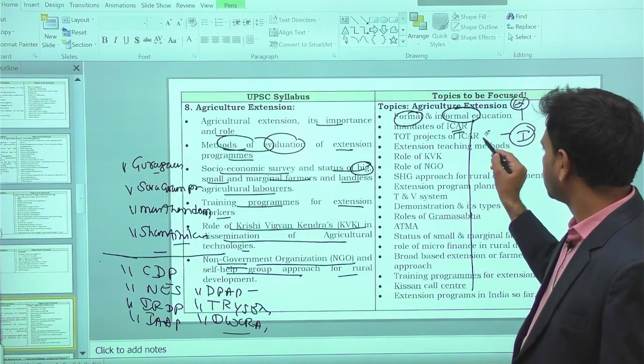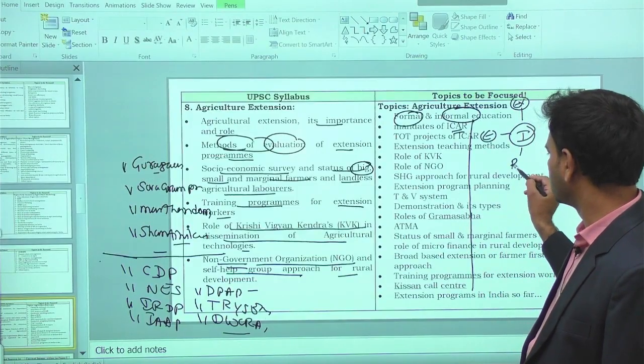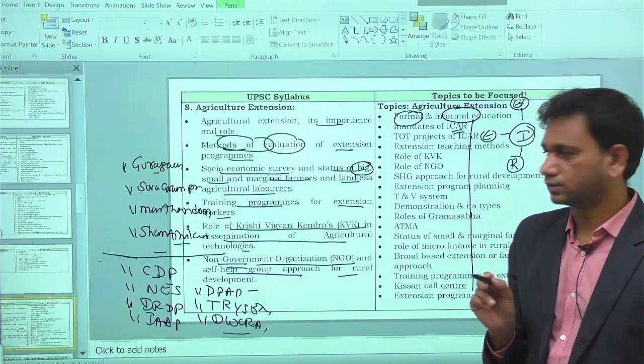Another is conducting the education by the State Agriculture Universities. Another is the research. So these are the three mandates we have in the case of the ICAR.